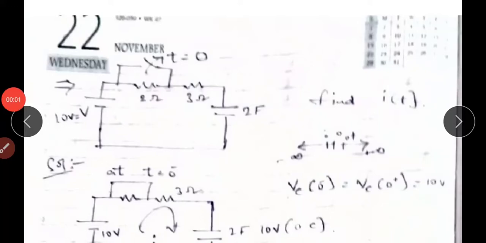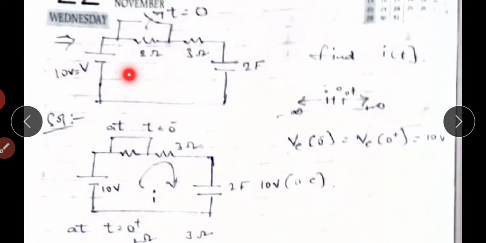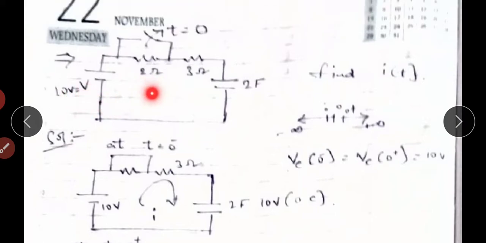Okay, now I would like to explain the problems on RC circuits and RLC circuits. So first, this is one RC circuit. Here the voltage is DC, it equals 10 volts. So 2 ohm and 3 ohm resistors. Next, this is a capacitor, capacitance value equals 2 farads. So find i(t). Here the switch is opened at t equals 0.